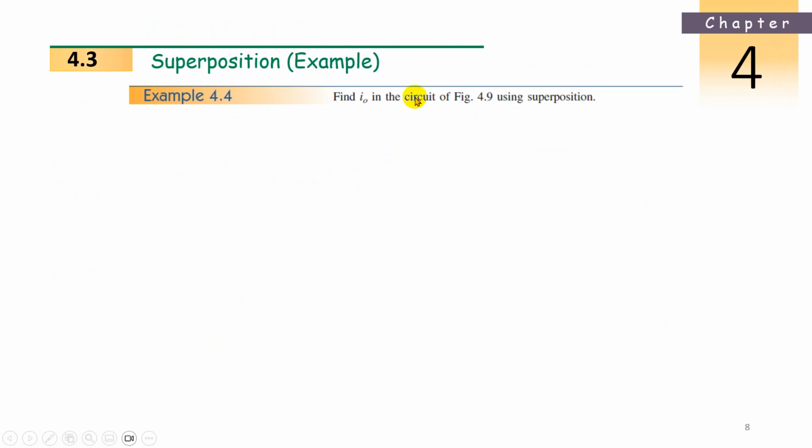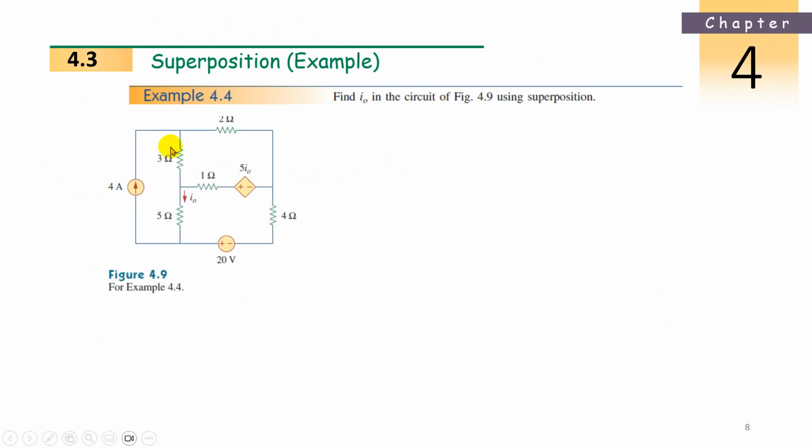Okay, find I0 in the circuit. It's a slightly bigger one because we have 3 sources. One is a current source, independent. One is a voltage source, independent. Another is a current source, dependent. Okay, this is a dependent.